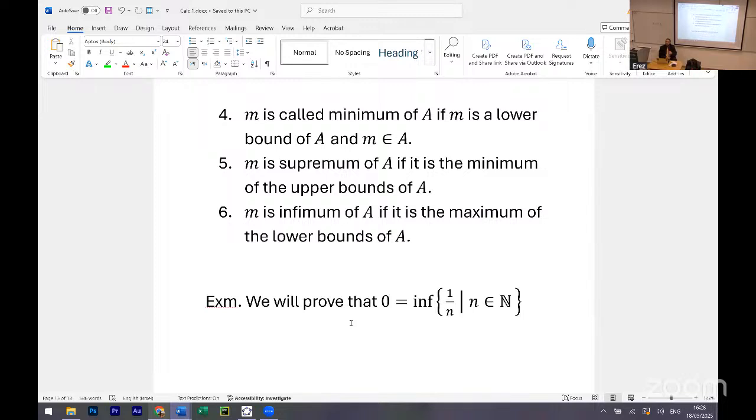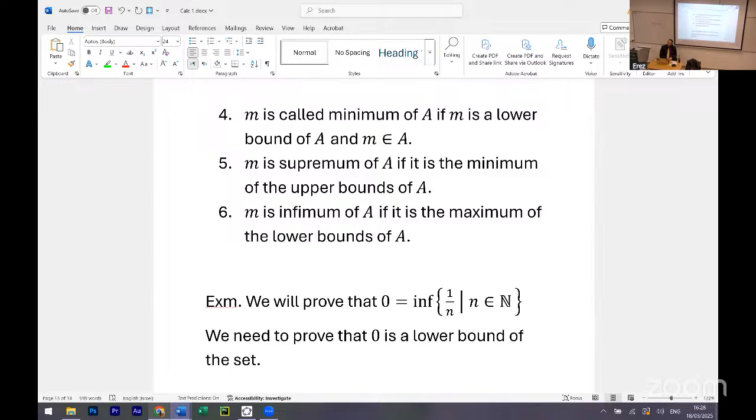So what do we need to do? We need to prove that 0 is a lower bound of the set. And what else do we need to prove in order to say it is the infimum? How many lower bounds does this set have? Infinite. Infinite, right? Every negative number is a lower bound, right?